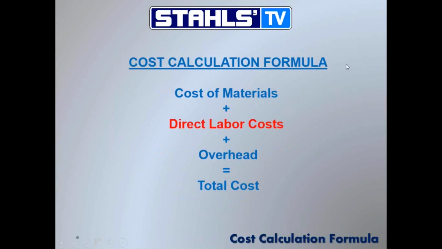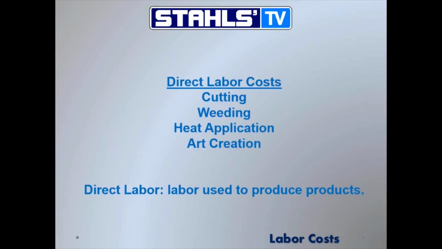Okay. So let's jump back to the cost calculation formula. So we've covered cost of materials, which was piece number 1. Let's move to labor costs and talk specifically about how to calculate that second piece of the puzzle. And now we're talking about direct labor costs, which there is a difference. Direct labor costs are something at the bottom of the screen there. You see it's labor used to produce or manufacture the actual decorated product. So some examples of direct labor costs that you want to capture are cutting, weeding, heat application, and perhaps art creation. And I have some ideas how you can break art creation out of the process and look at that independently as a service that you offer that we'll talk about. But let's capture cutting, weeding, and heat application.